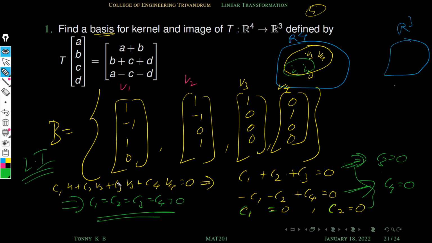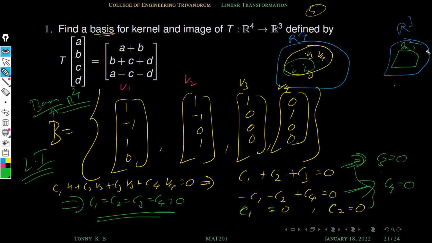Then we have a result. Since the dimension of R4 is 4 and this is a 4 element linearly independent set, it spans R4. That means this is a basis for R4. So these two vectors v1 and v2 are the basis for the kernel. We extend this set by adding two new vectors v3 and v4. That gives a basis for R4. Then now you can easily find the basis for image of T.